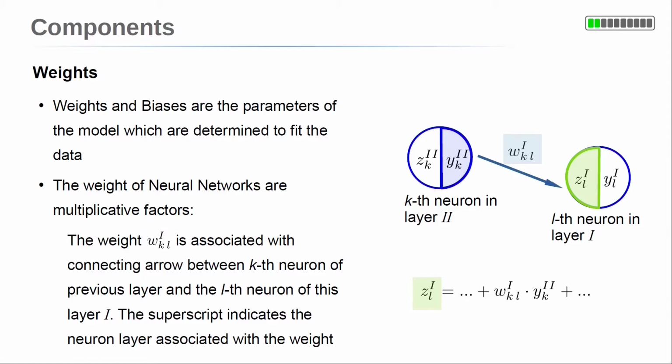There can be a lot of contributions to this summation. But the contribution from the k-th neuron of layer 2 is the connecting weight parameter wkl times the neuron's output yk of layer 2. So the weight parameter w is subscripted by the connecting neurons k and l and is superscripted by the layer it belongs to.